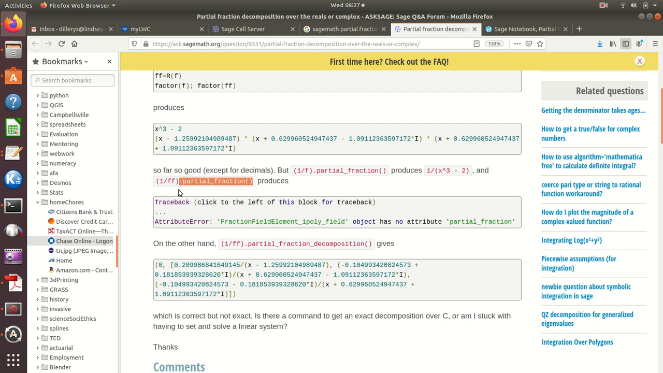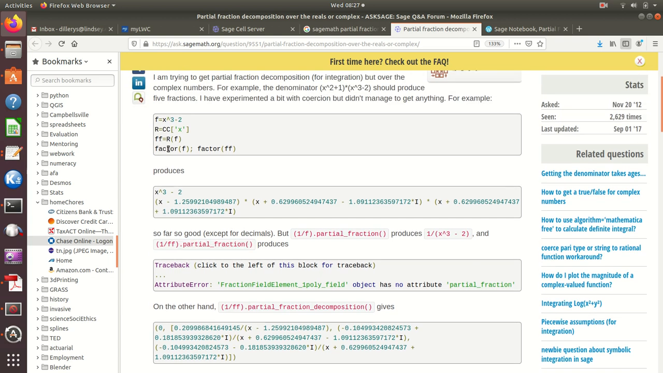There, you need to do the partial fraction. What they do, they said f is x cubed minus 2. Then they did some things. I think all this has to do with doing the complex numbers, so I'm not worried about that. Here they said factor f. Well, that's nice to know that we could factor f. And when you factor f, I guess this first one didn't produce anything.